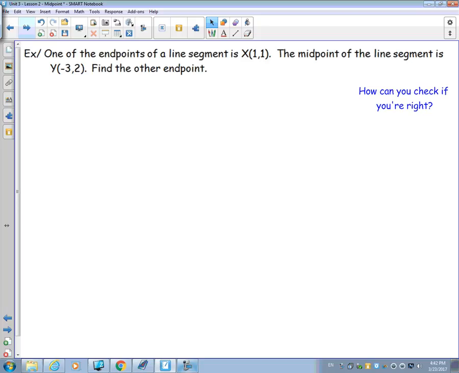Okay. Not only do we want to find midpoints, we want to be able to work with midpoints. We want to be able to think and problem solve with these. So we're going to look at an example here. One of the endpoints of a line segment is 1, 1. The midpoint of that line segment is negative 3 and 2. Find the other endpoint. Now, it's going to be a little bit confusing. So how will we draw it out?